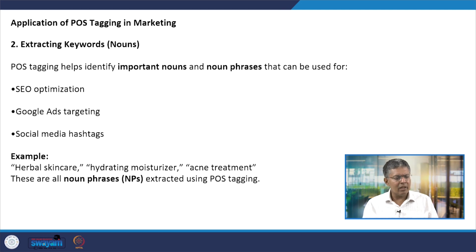Okay. Let us see some other applications. Extracting keywords. Part of speech tagging helps identify the important nouns and noun phrases. That can be used for search engine optimization, Google ads targeting, and social media hashtags. In this case, for example, you see herbal skincare, hydrating moisturizer, acne treatment. These are all noun phrases extracted using POS tagging. So, it can help you extract those keywords that people are talking about.